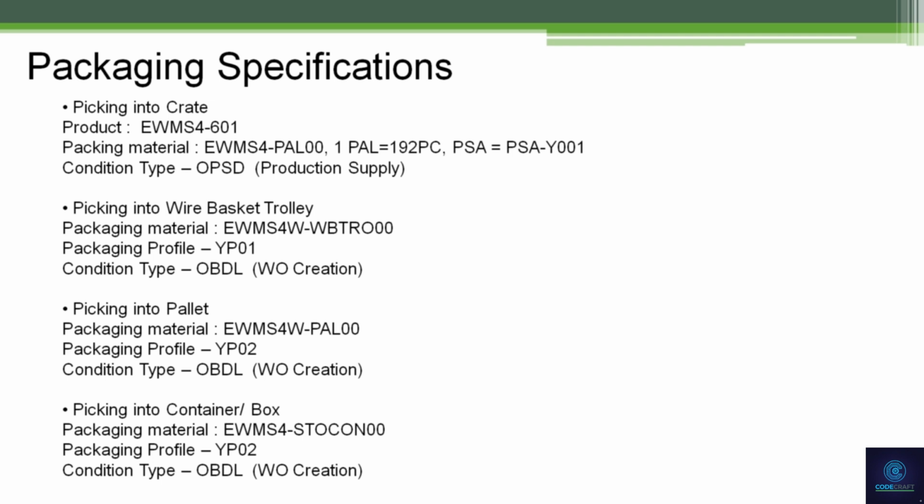The packaging specification is for material EWM 601, where we are going to use it for picking it on an EWM 4 PL00 pallet. This packaging specification is used when we are supplying this part into a PSA Y001. And let us maintain the same packaging specification for the same product in our warehouse as well. So we would test the same product during the production supply process.